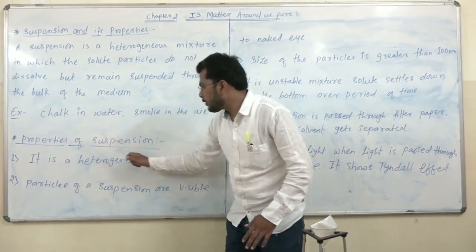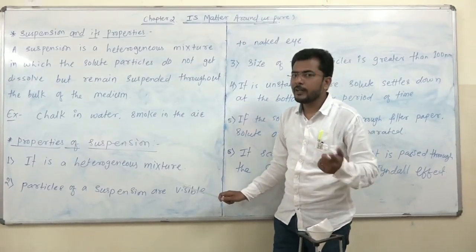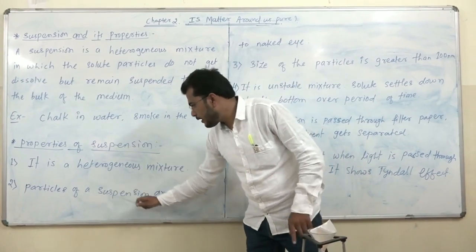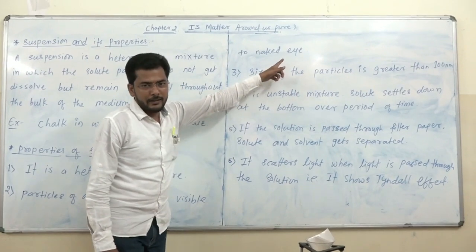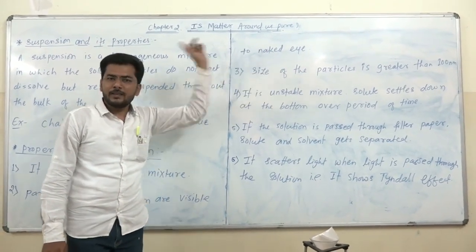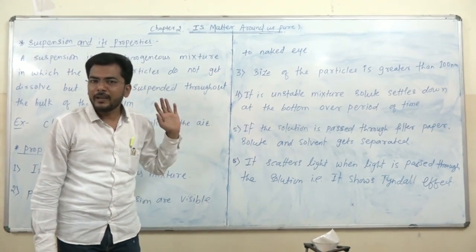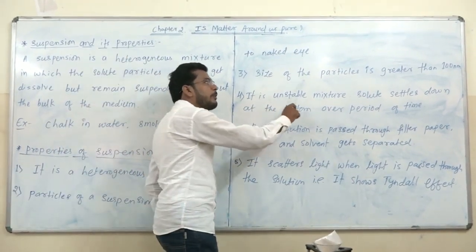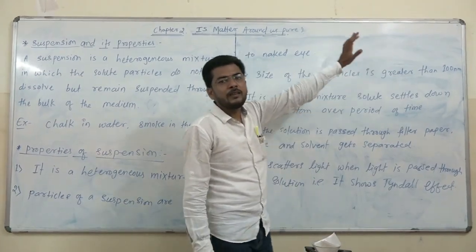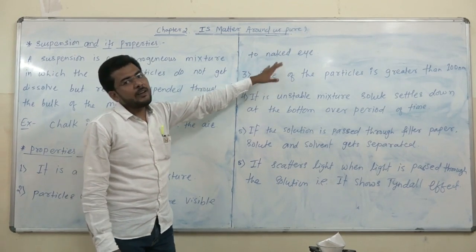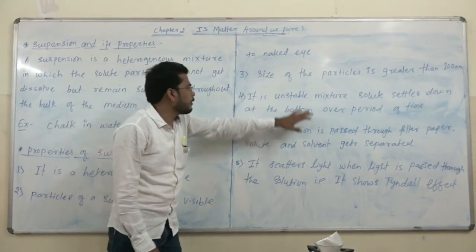Properties of suspension: it is a heterogeneous mixture. Properties of solution: it is a homogeneous mixture. Particles of a suspension are visible to the naked eye. Particles of a solution are not visible to the naked eye. Third, the size of the particles in a suspension is greater than 100 nanometers. In a solution, it is less than 1 nanometer.